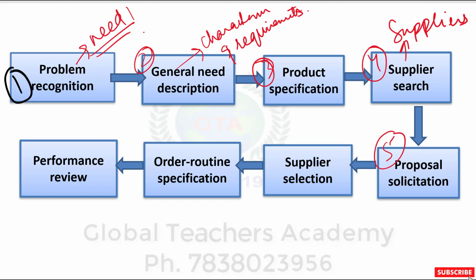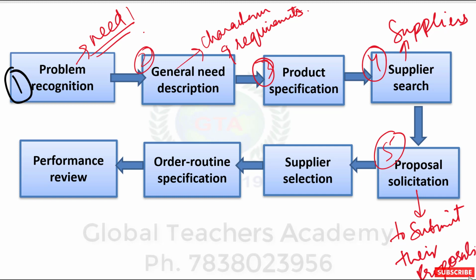Then the fifth one is proposal solicitation. So in this the suppliers are asked to submit their proposals. Here suppliers are told to submit their proposals. Okay, then the sixth one is selection of suppliers. At this stage the final supplier is selected.